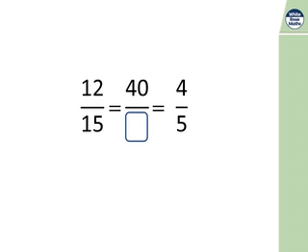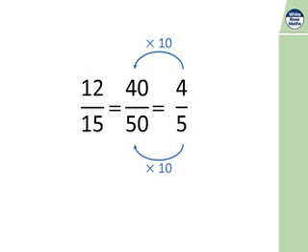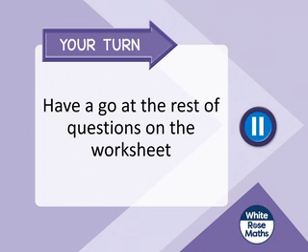Oh, and now I can see a relationship between the numerator 4 and 40. 40 is 10 times greater than 4. So to maintain the relationship, I must multiply 5 by 10. So 12/15, 40/50, and 4/5 are all equivalent. Pause the video and have a go at the rest of the questions on the worksheet.